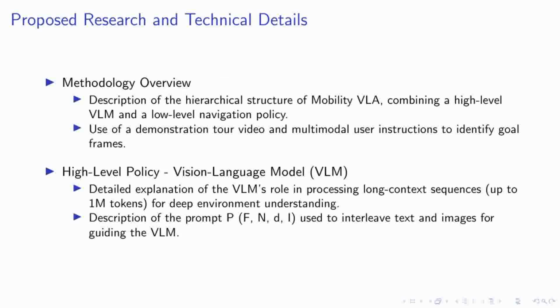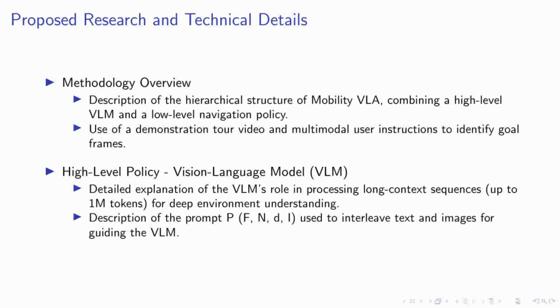Delving deeper into the Mobility VLA, we explore its hierarchical structure, which is pivotal for its operation. At its core, Mobility VLA integrates a high-level vision language model, VLM, with a low-level navigation policy. This combination allows the system to process complex, multimodal user instructions effectively. By utilizing a demonstration tour video, the VLM can pinpoint goal frames that align with the user's navigational requests, demonstrating a sophisticated understanding of both the environment and the task at hand.